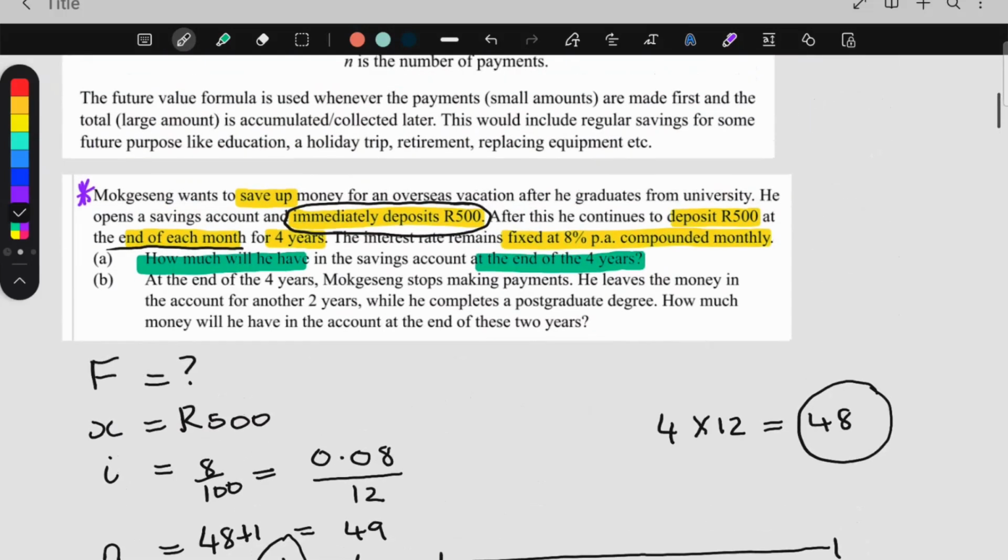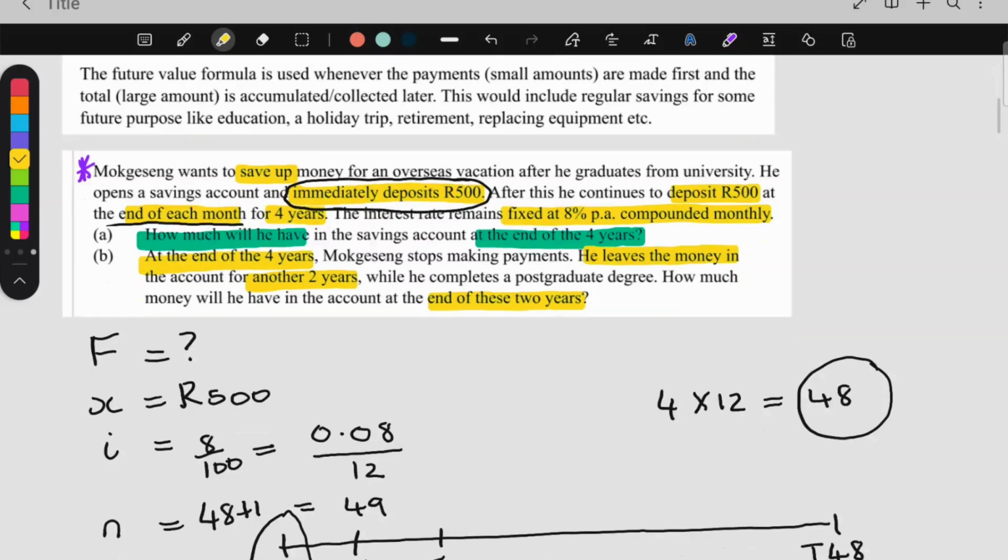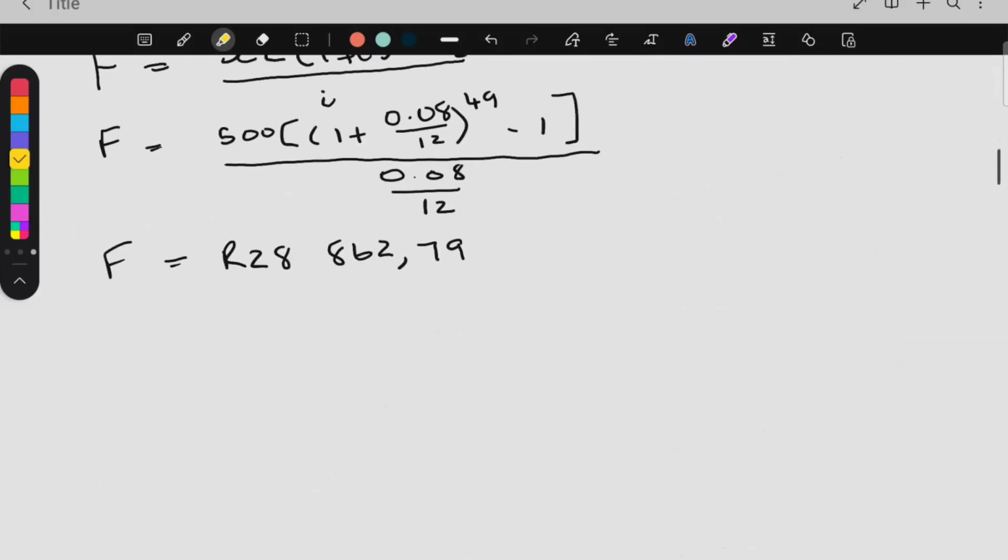Let's look at the next question. Our next question says, at the end of the 4 years, Moketseng stops making payments. So no more regular payments. He leaves the money in the account for 2 years while he completes a postgraduate degree. How much money is in the account after the end of these 2 years? So let's look at number B.